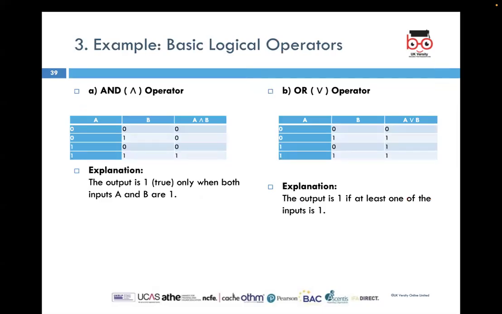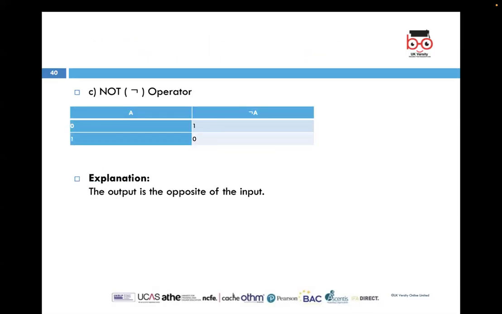And we've seen these before, the truth tables for AND and OR. An explanation could be that for AND, the output is 1 only when both inputs A and B are 1. And the output is 1 if at least one of the inputs is 1 in an OR operator. The NOT operator just does the opposite of the input.